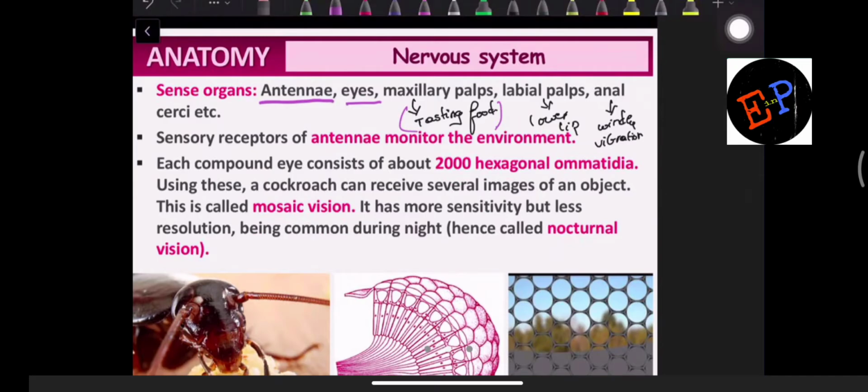Clear? Labial palps. Labrum we have studied. Now what is meant by labrum? The lower part of the lip is called the labrum.